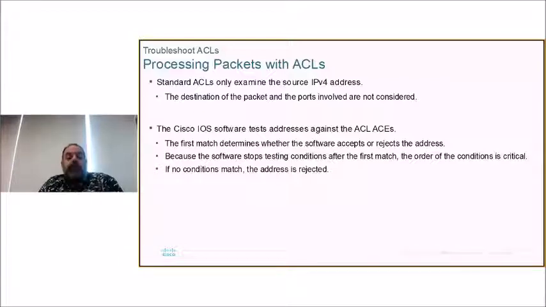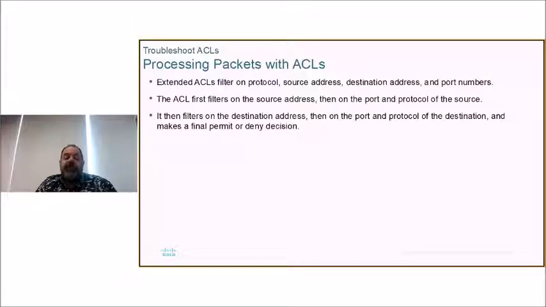So again, standard ACLs only can be matched with source IPv6 addresses. The Cisco IOS software tests addresses against the ACL access control entries. The first match determines whether it gets accepted or rejected. Because the software stops testing conditions after the first match, the order of conditions is critical. Of course, if there are no matches, goodbye packet.